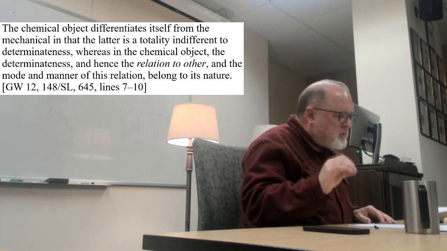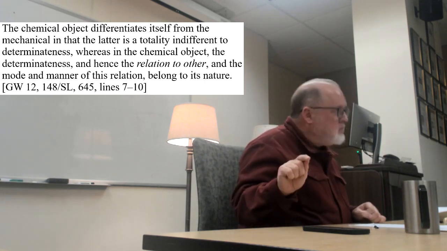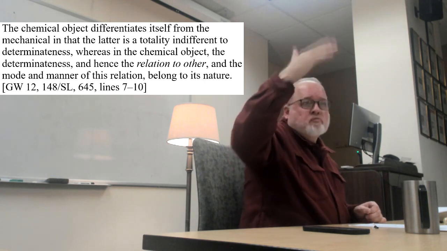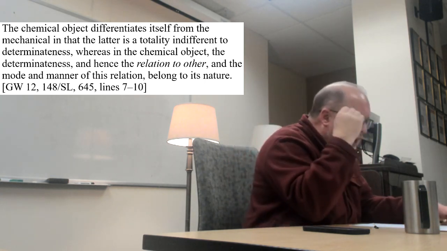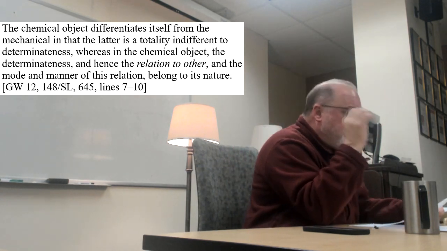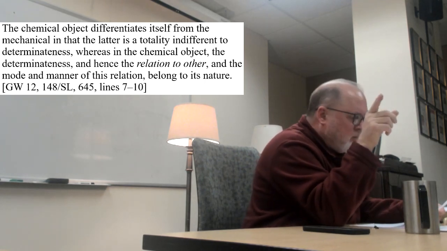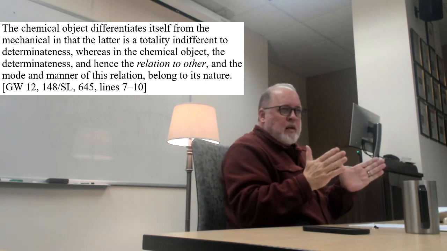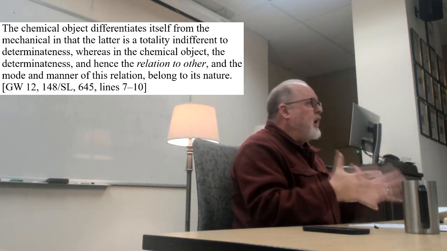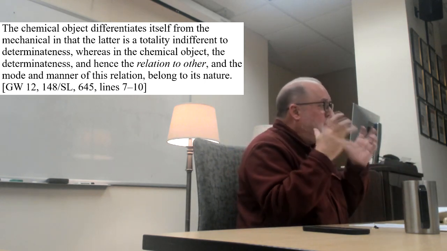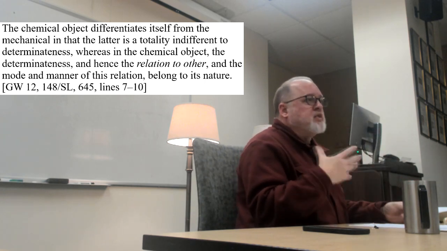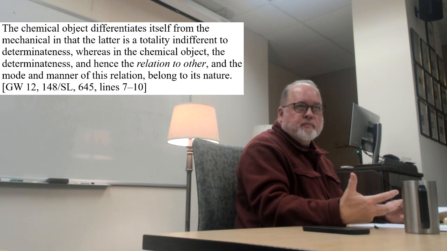He says, the chemical object differentiates itself from the mechanical. I would say that's not two domains, not two worlds, but two strata. He says, the chemical object differentiates itself from the mechanical in that the latter, mechanical, is a totality indifferent to determinateness. So full stop there. Hegel's telling you what defines mechanism is its indifference to determinateness. So you could say very simply, it's all about extrinsic relations.